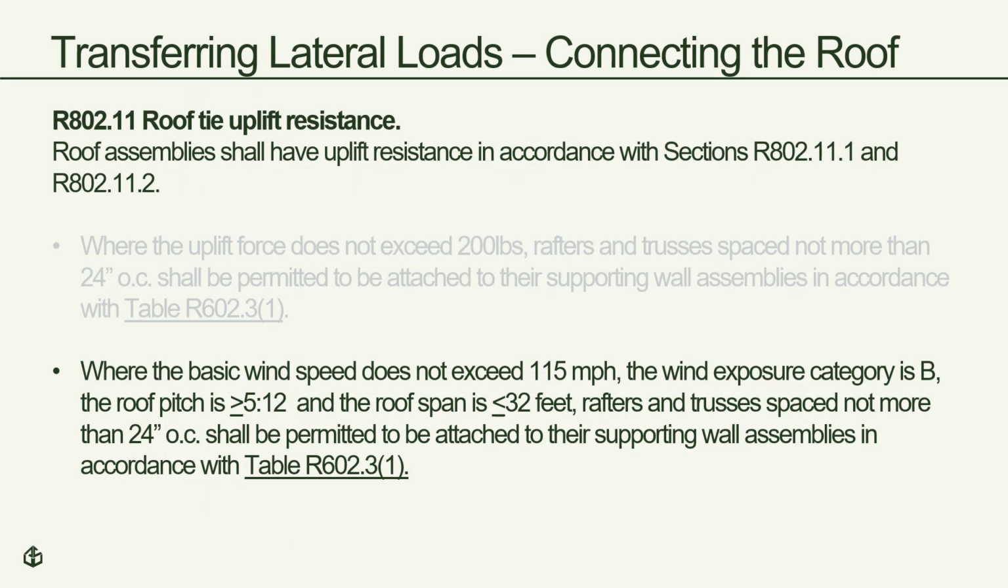The second criteria given that allows for prescriptive nailing only is where the basic wind speed does not exceed 115 miles per hour, the wind exposure category is B, roof pitch is greater than or equal to 5:12, and the roof span is less than or equal to 32 feet, and the rafters are spaced not more than 24 inches on center. If you apply this criteria to the uplift table we just looked at, you'll notice that the resulting uplift for this criteria does not exceed 200 pounds.